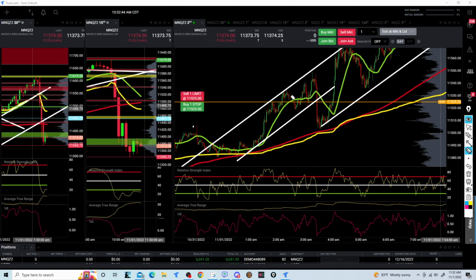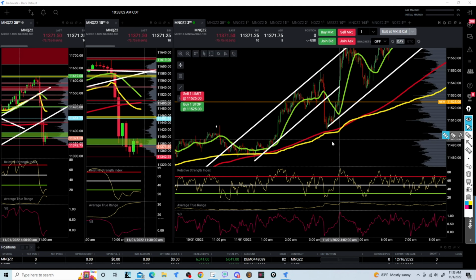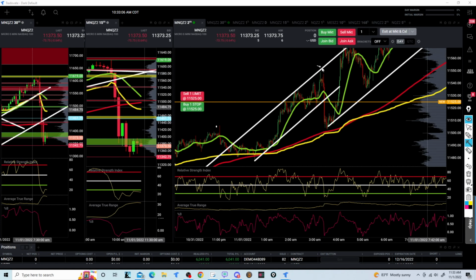So right now, we're on day 7, part 1 of 2. We're getting into channels, but first we need to focus on the 20 period moving average, the 200 period moving average, and the volume weighted average price. My 20 period moving average is green, my 200 period moving average is red, and my volume weighted average price is yellow.